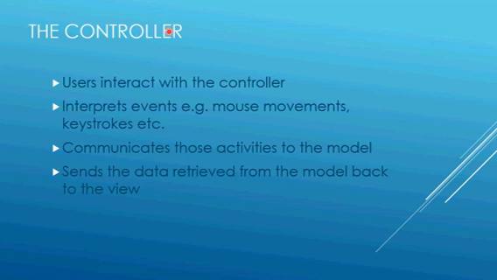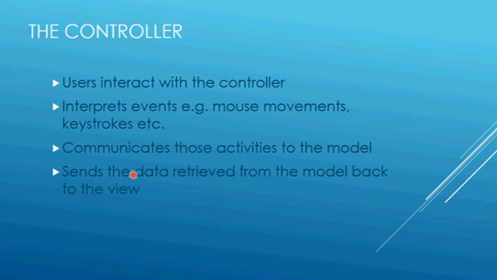On the view, there are mouse events, there are keystrokes, there are new windows that are opened. All these events have to be interpreted by the controller. It communicates those activities to the model, and while communicating passes the execution parameters. The data which is retrieved from the model is then returned back to the view.